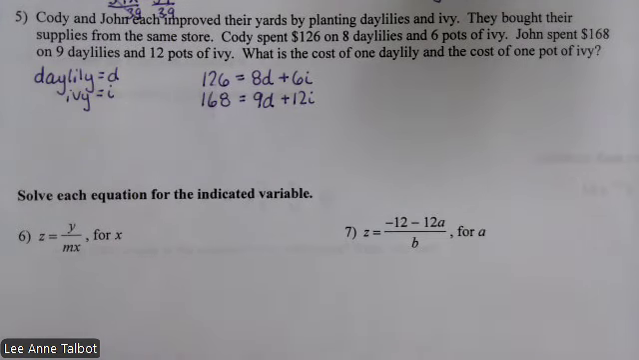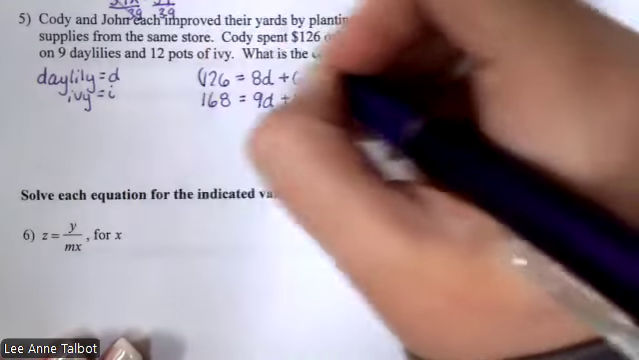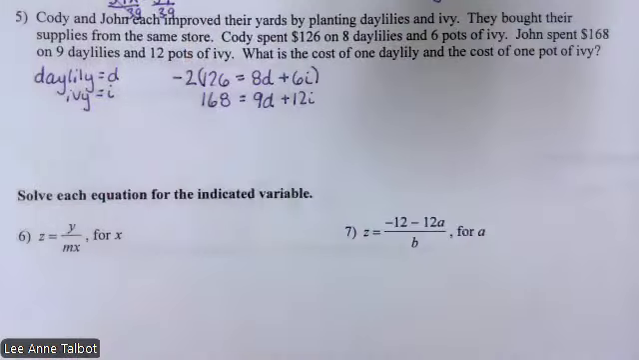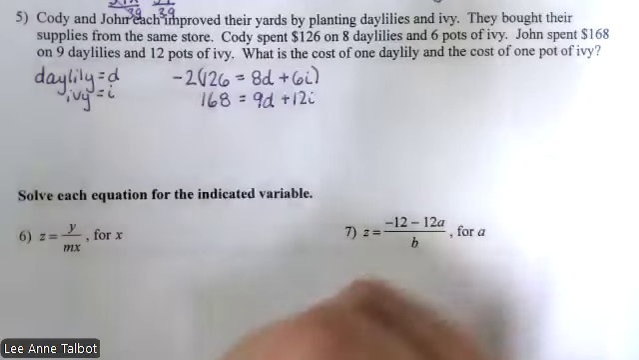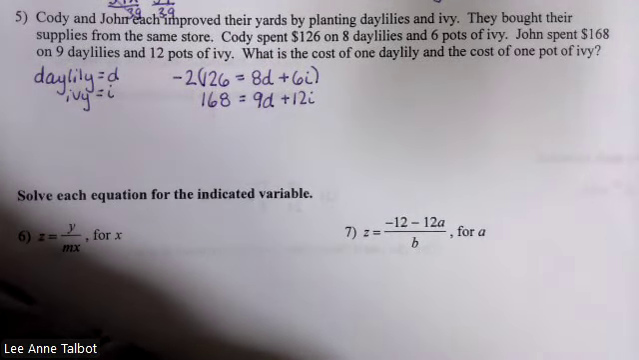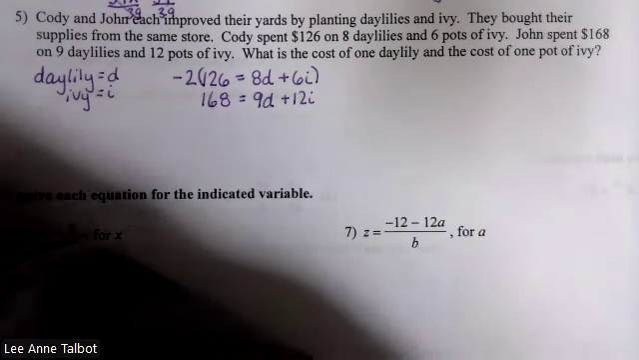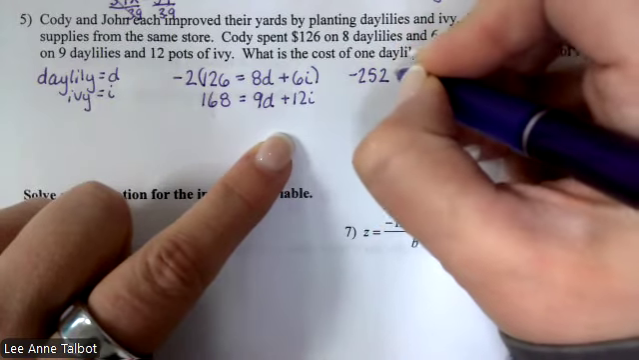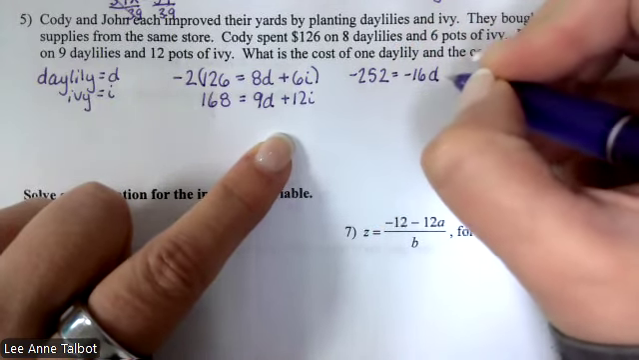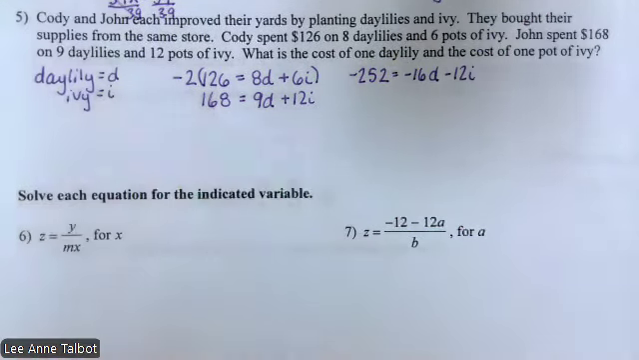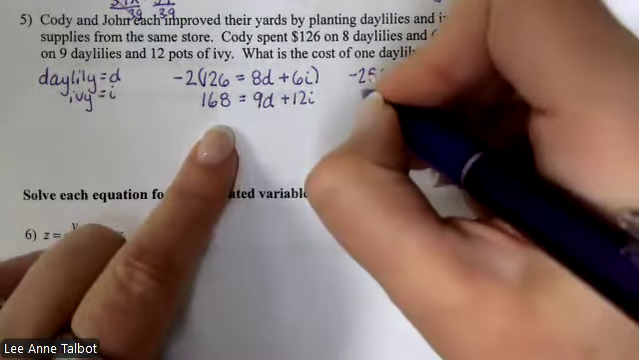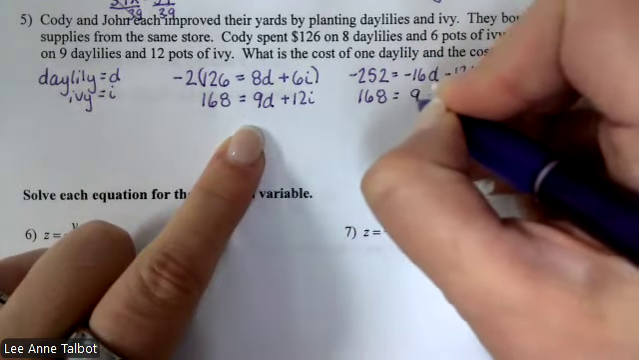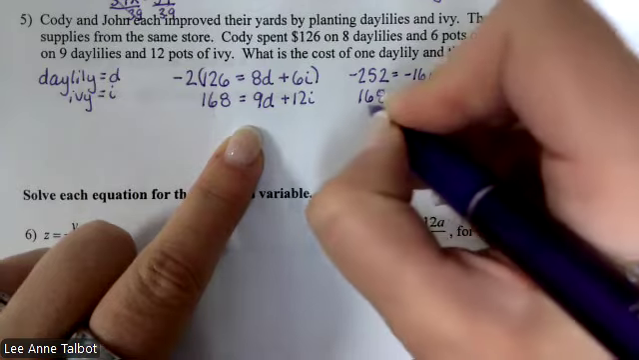Yes, Noah? Yeah, and I would say -2 for me. You can do 2 if you want to, but I'm going to do -2 because I like having opposites, then I can add. Okay, so what is 2 times 1? 252? Nice. -252 is -16D minus 12I. 168 9D plus 12I.